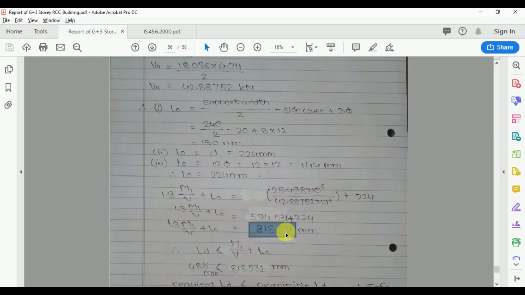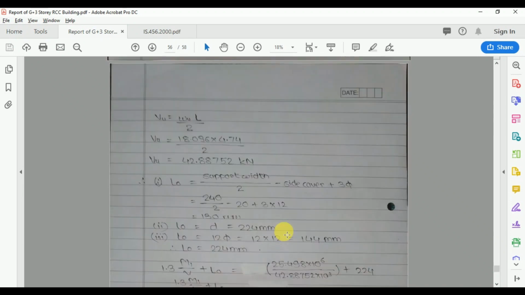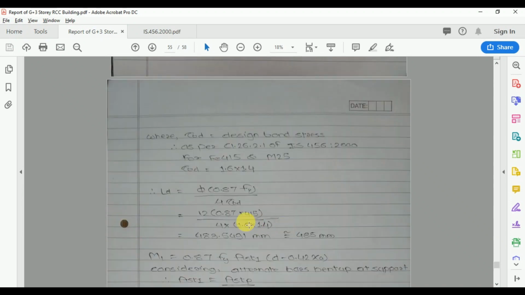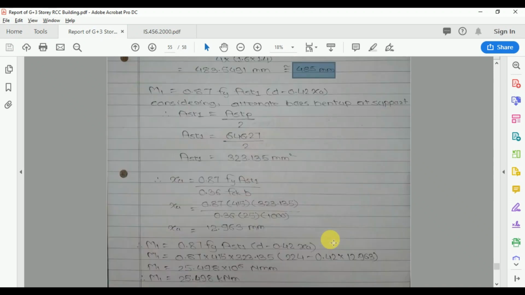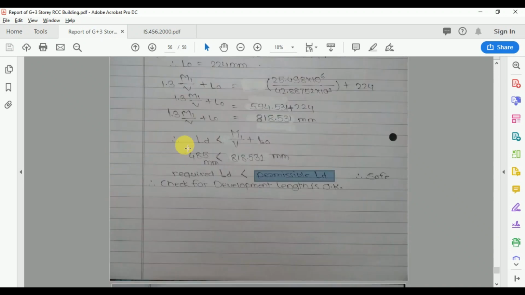So the value of 1.3 M1 upon V plus L0 is 818.531 mm. By considering this value and the development length of 485 mm, by comparing, we got that the required development length of 485 mm is less than the permissible development length of 818.531 mm calculated by the equation. Hence the check for the development length for our staircase is okay. So these are the three checks we need to perform for this staircase design.